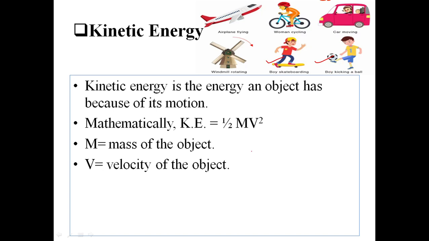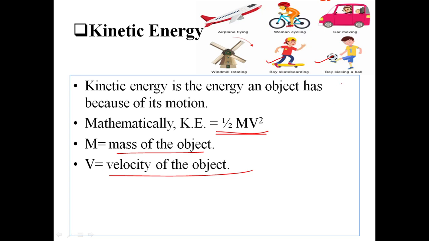So mathematically, what is kinetic energy? Kinetic energy is half mv square. M is the mass of the object, v is the velocity of the object. So kinetic energy will be the mass of the object multiplied by the square of the velocity, divided by 2.